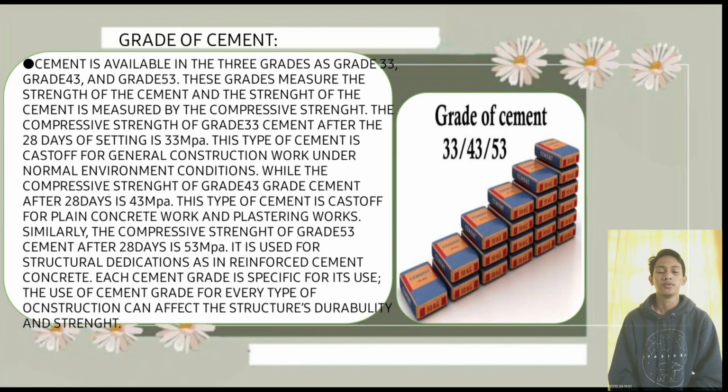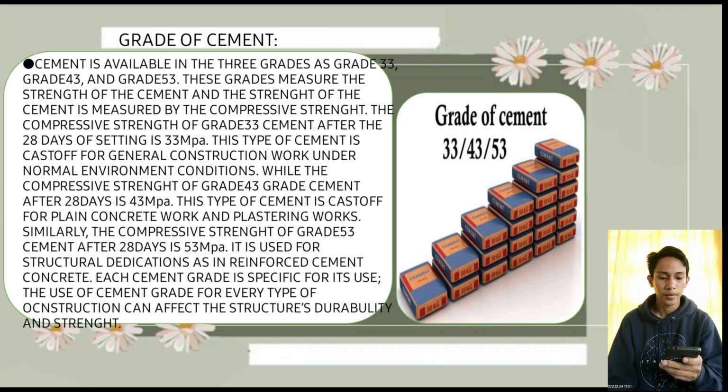Cement is divided into 3 grades: grade 33, grade 43, and grade 53. The grade measures the strength of the cement. The strength of cement is measured by the compressive strength, which is the strength of cement molded into a standard cube after 28 days of curing.